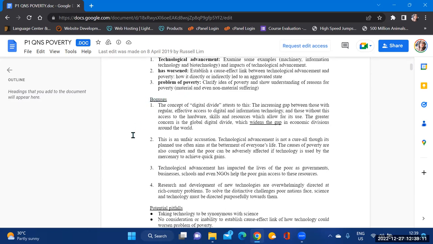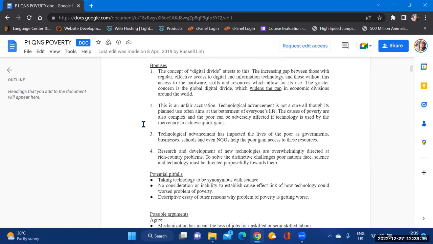The concept of digital divide attests to this. The increasing gap between those with regular, effective access to digital and information technology versus those without this access to the hardware, skills, and resources which allow for its use. The greater concern is the global digital divide, which widens the gap in economic divisions around the world.